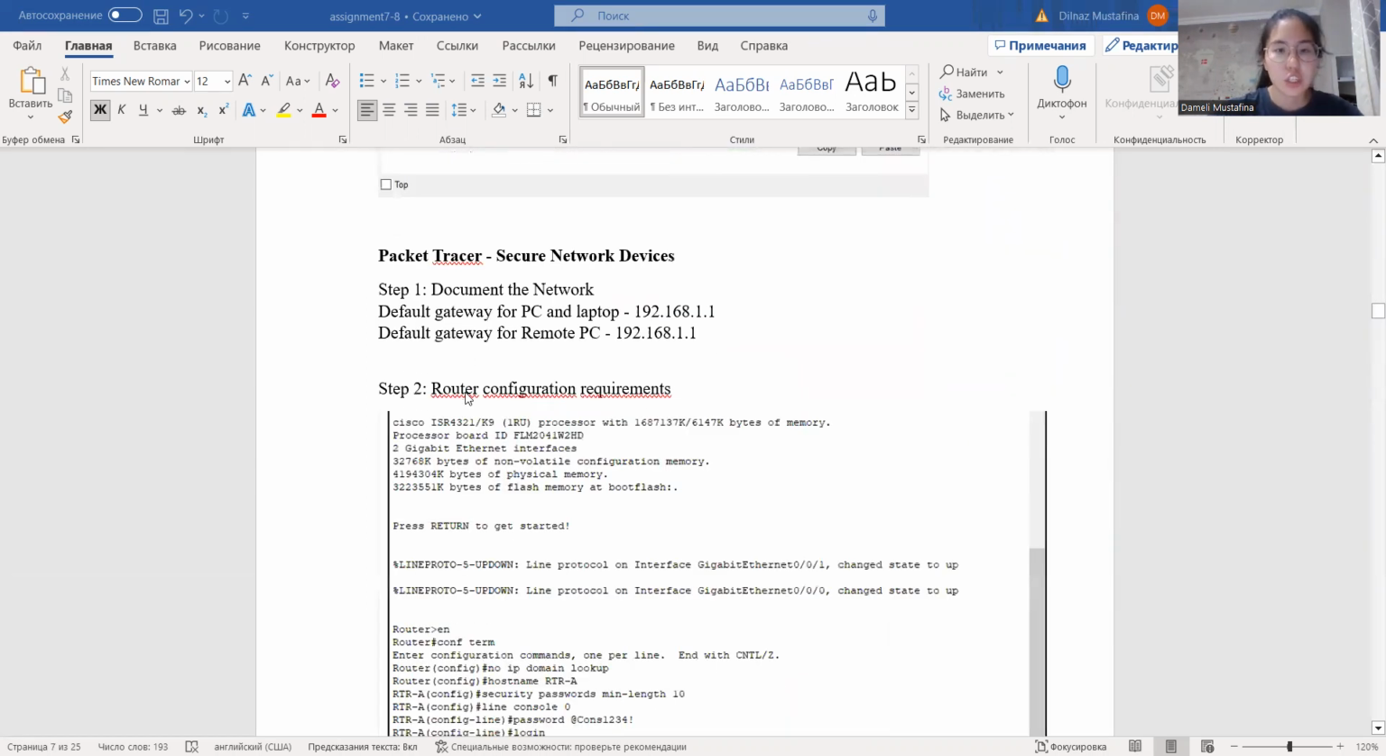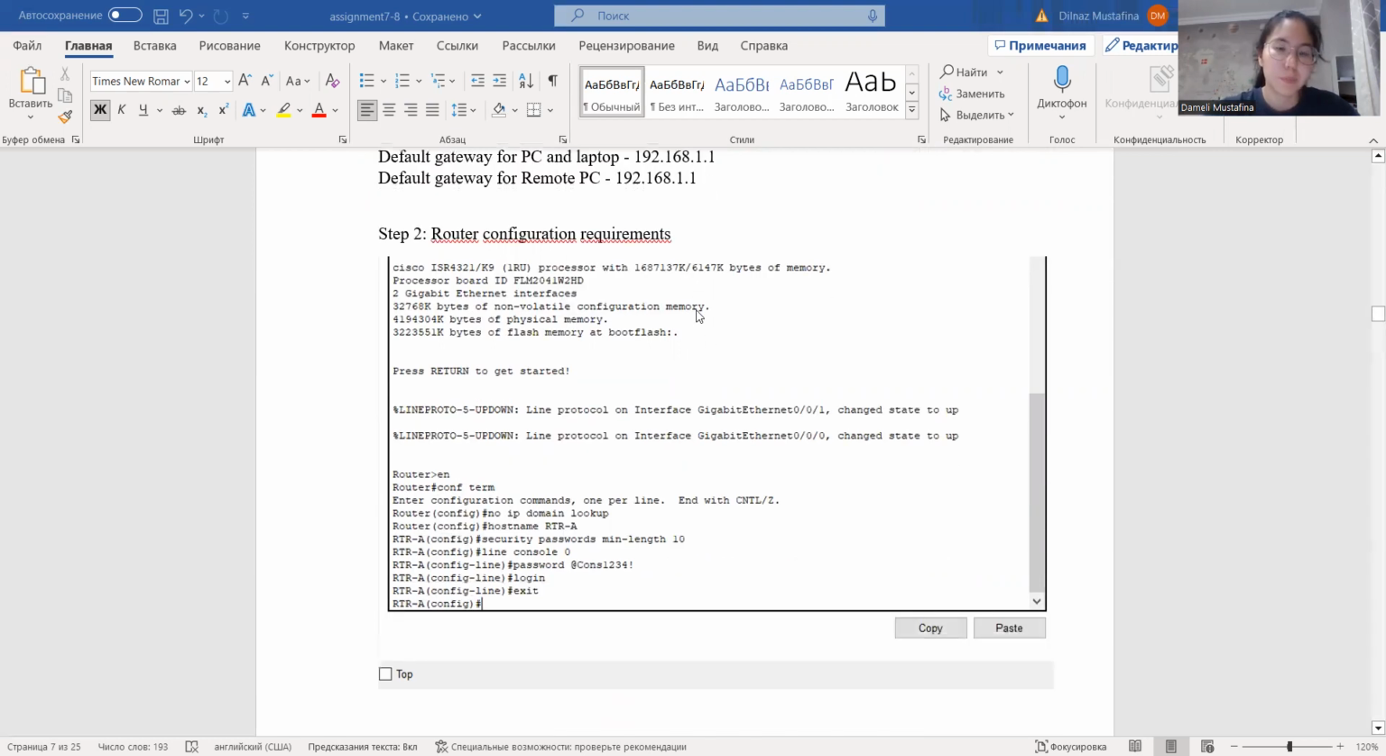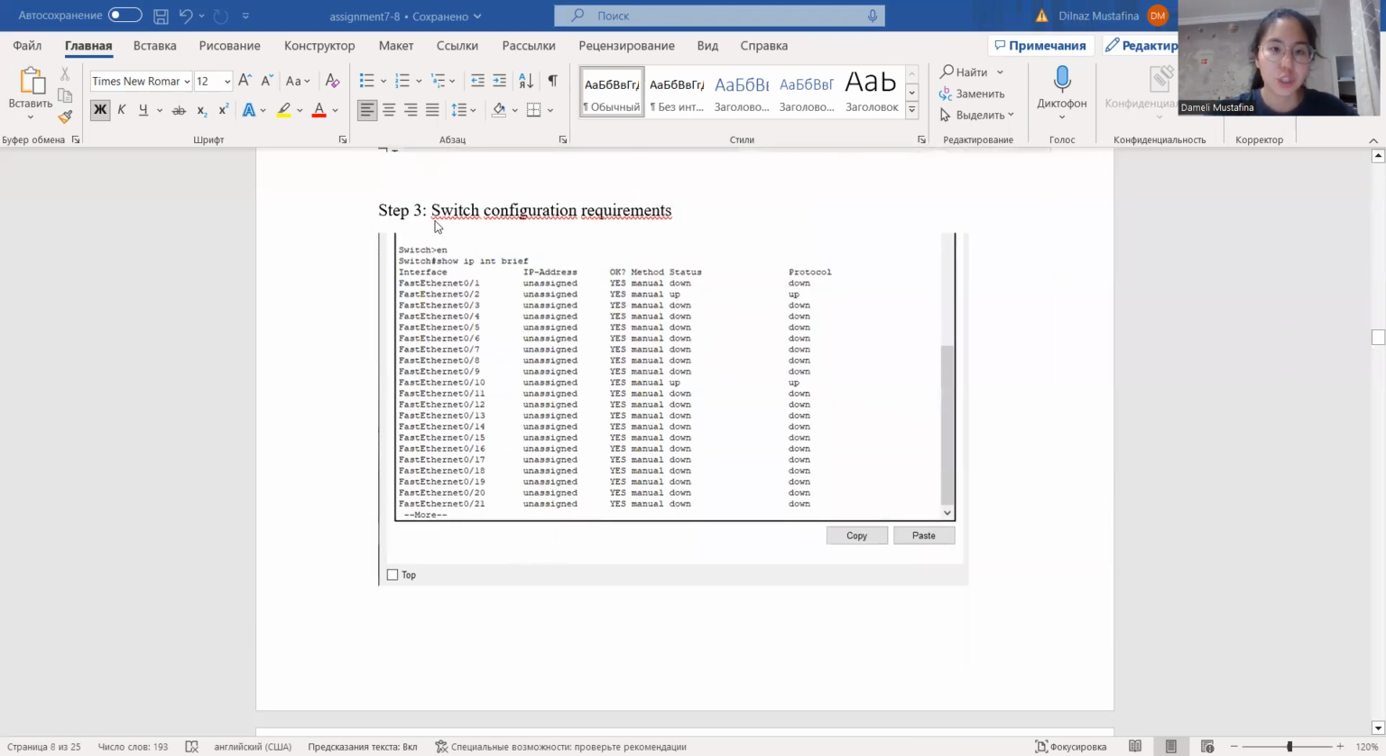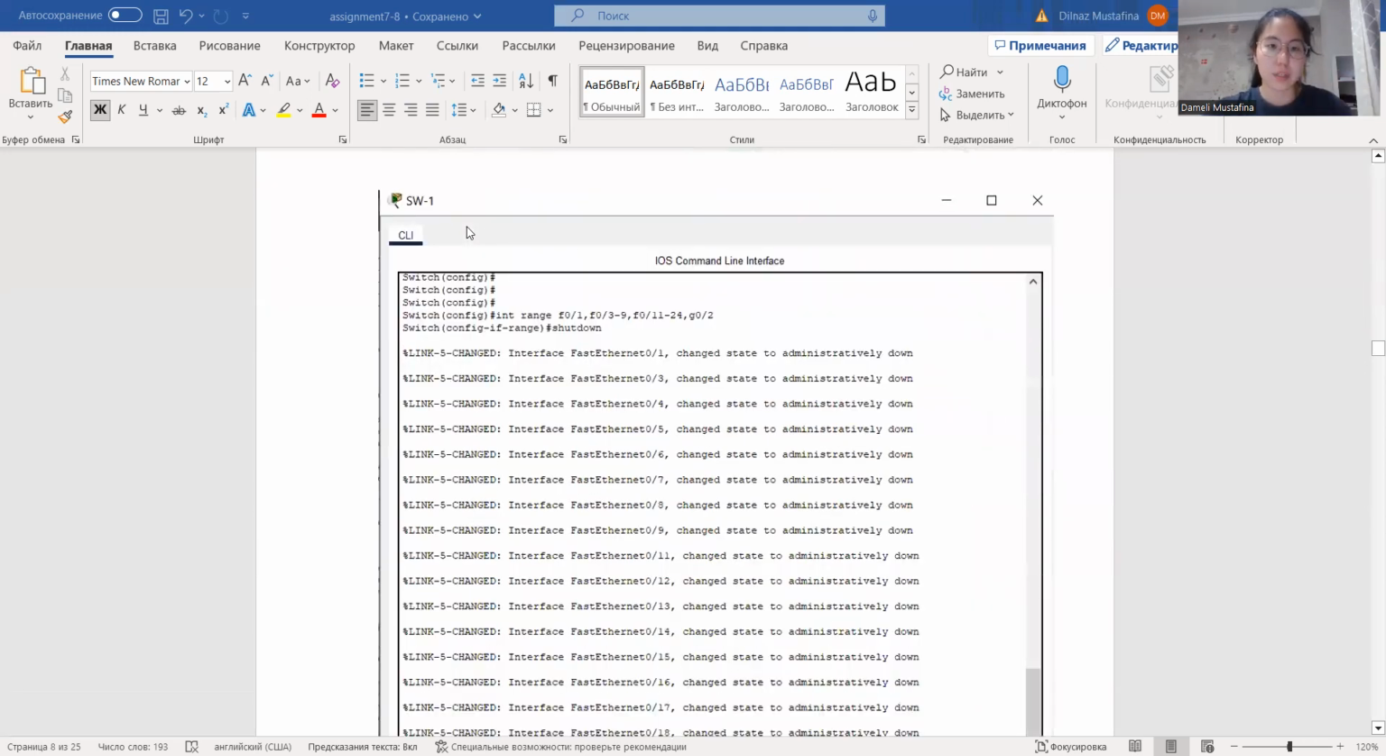The next packet tracer is secure network devices. At first, what we're doing is document the network. Default gateway for PC and laptop is 192.168.1.1, and default gateway for remote PC is the same. Step 2 is router configuration requirements. Step 3 is switch configuration requirements.